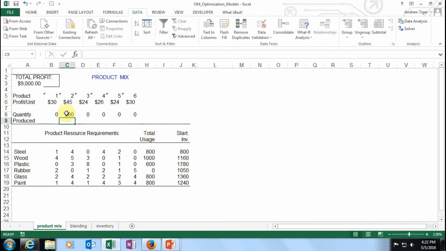200. There you go. 200. And I've maxed out on this. So I can't make any more product 2 because I'm going to exceed that. I've exhausted all this. So the only other product I can consider making is product 3 because it doesn't use any steel.